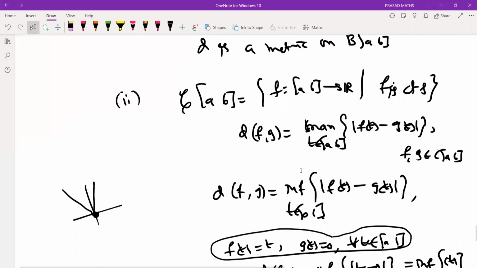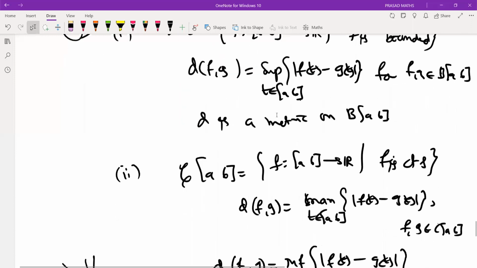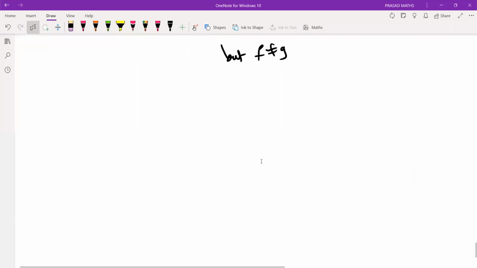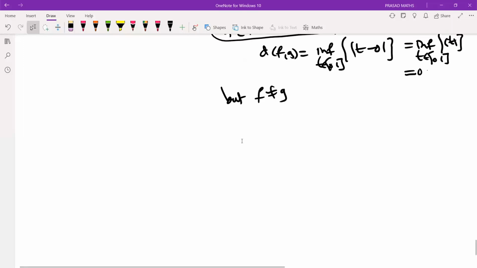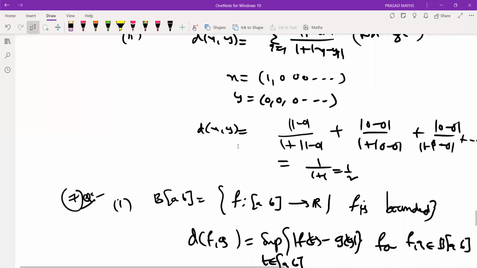Right? This is about continuous functions. This is bounded functions. So this is about spaces. Space of all functions, functional spaces. How many have studied sequence spaces? As many as studied R power n, as many as studied R.